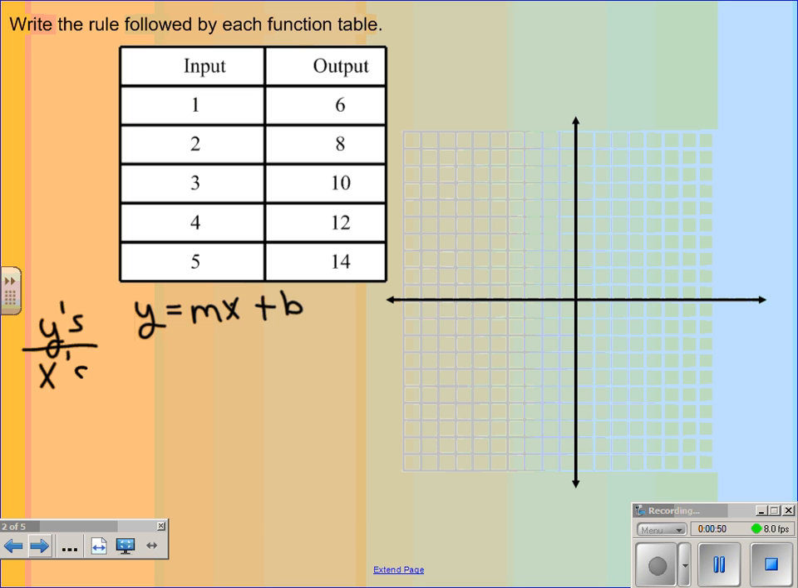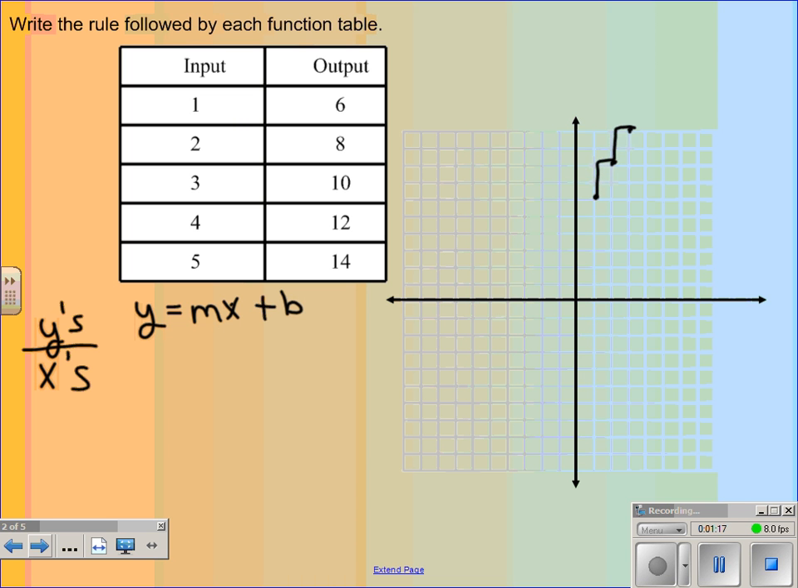So I pulled a graph over here just so we could see what this would look like. If I was going to graph these points, I'll just do a few: 1, 6, and then 2, 8, and then 3, 10. I could easily see that my slope is up 2 over 1, up 2 over 1. But let's say I don't have a graph, then we can just do this mathematically.